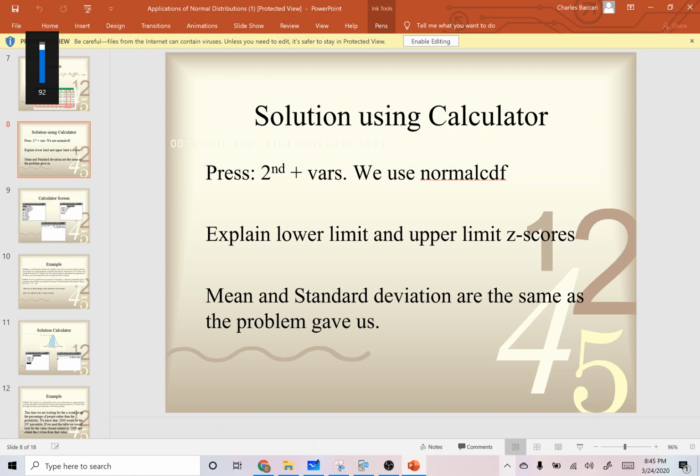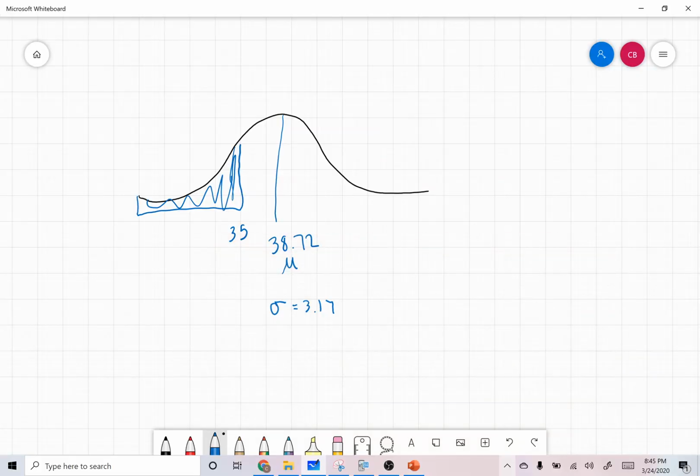Okay, so now we're going to calculate the solution to the last problem, and we're going to use the calculator instead. And so I'm going to have to explain lower and upper limits to you, and the mean and standard deviation will be the same for the calculator as it was on the problem we just did. So when you're using the calculator, we have the following picture.